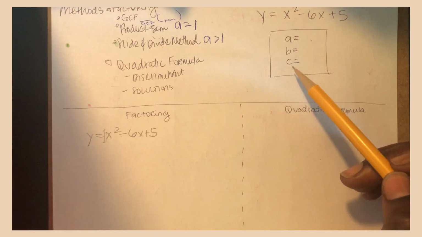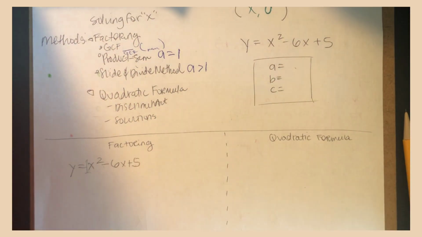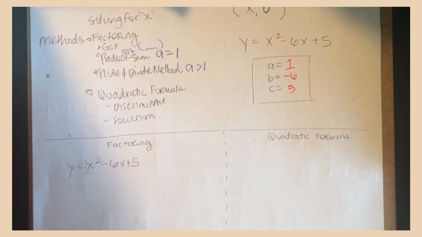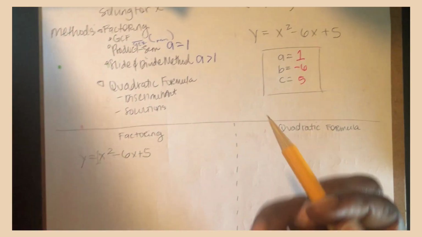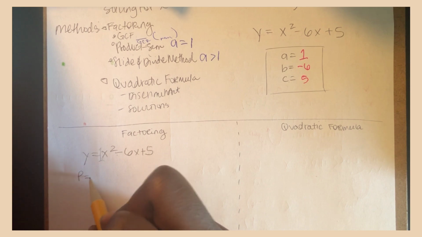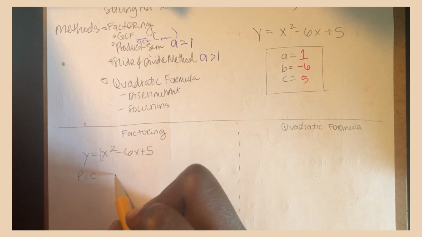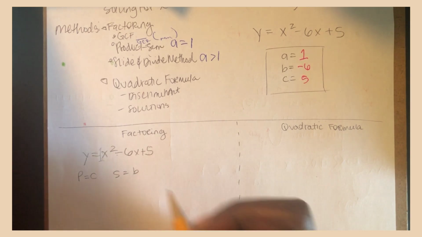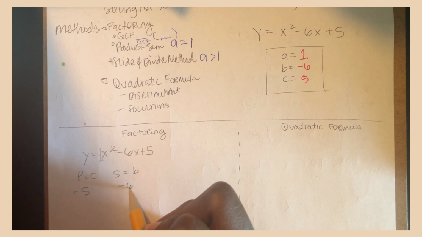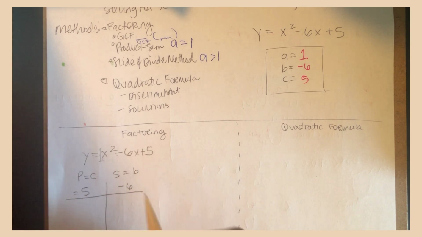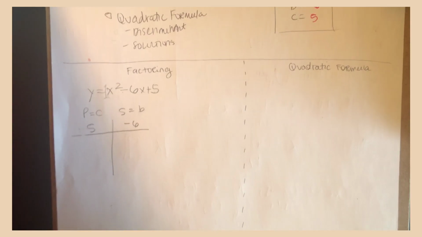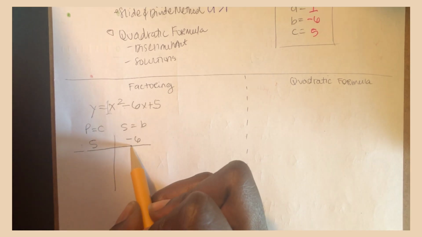For the product sum method, we need this A, B, and C. So our A value is 1. Our B value is -6, and our C value is 5. Okay, remember to take those signs with those numbers. So we need the B and the C value in order to use the product and sum method, because our product is our C value, and our sum is our B value. So our product here is 5, and our sum is -6. So we are going to use the product sum method in order to figure out what 2 values multiply to get 5, and when I add them, get -6.